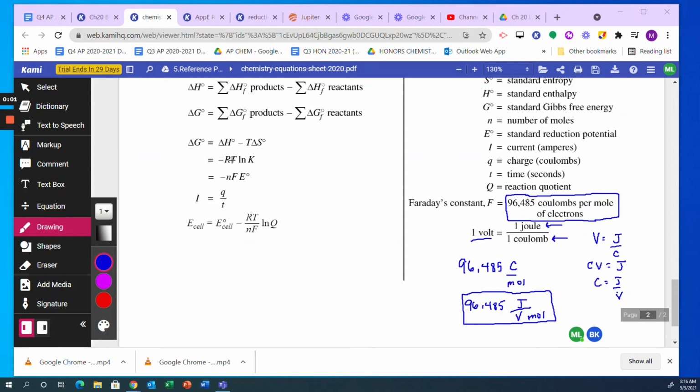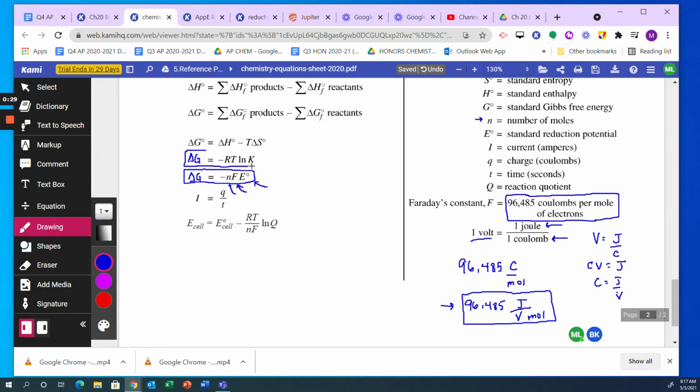So in the last video, we learned how to find the delta G right here using the cell potential right there. Remember that F is Faraday's constant, given down here, and N is the number of electrons transferred, and it's given. So if you forget, it's right there. You have to use the half reactions to figure out the number of electrons. You can also find the delta G.